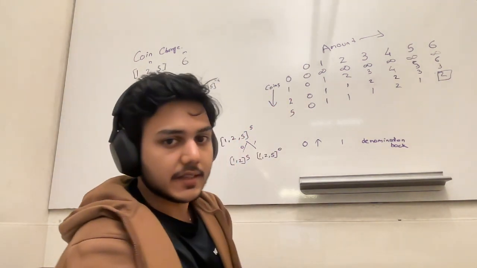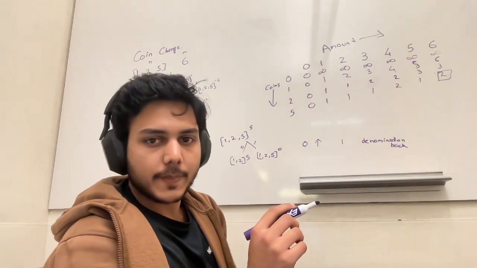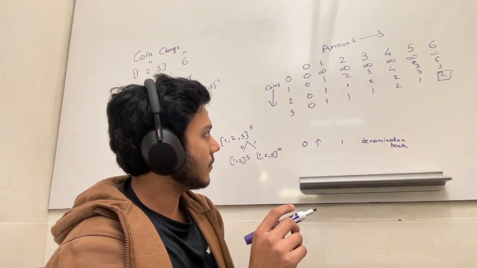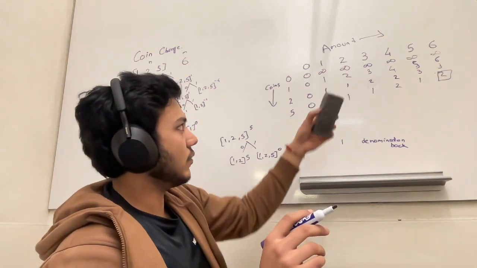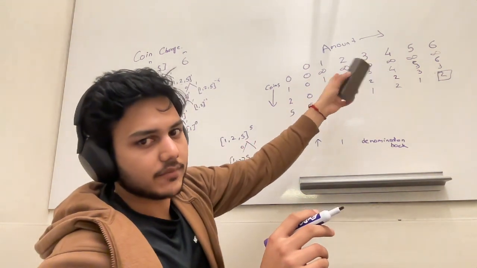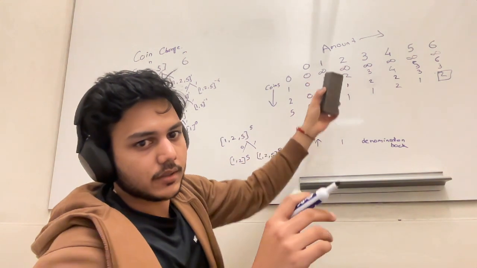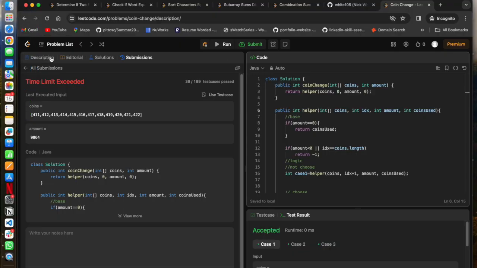The time complexity still remains the same, but now the space complexity is O of amount only, right? O of amount plus 1 basically, because we're including 0 as well. Let's try to code it out. Let's try to optimize it.